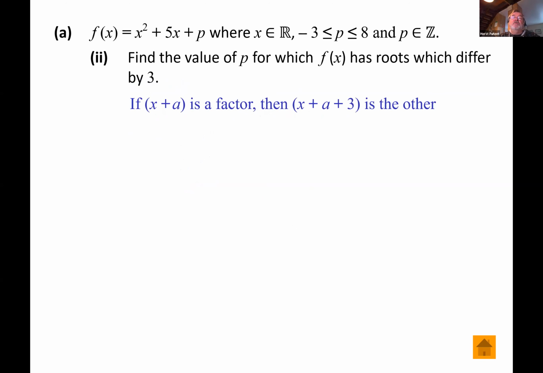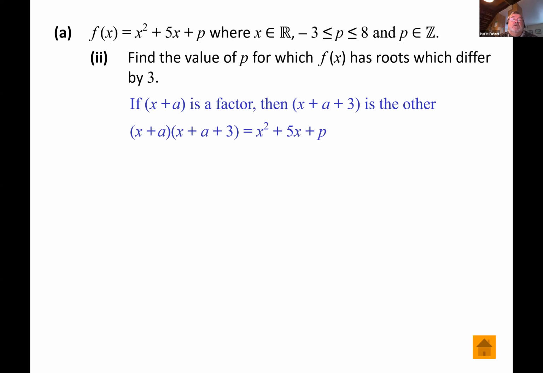All right. Find the value of p for which f(x) has roots which differ by 3. So lots of ways you can do this, but if a is a root, that means x + a is a factor, and if the other root is 3 more, it's going to be x + 3. It's kind of a handy way of thinking about it. If you do it that way, I think it comes out very nicely. All right, so we've got a number, whatever that value is, and in this case I've called it a. You could call it k or whatever you want to, as long as you don't call it p. So a is handy enough, and then the other one must be 3 more than it, so it must be a + 3.